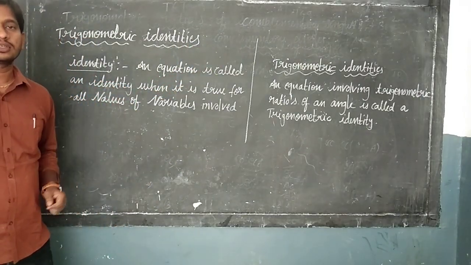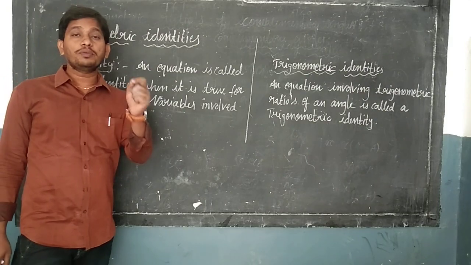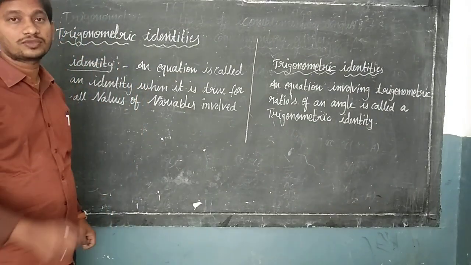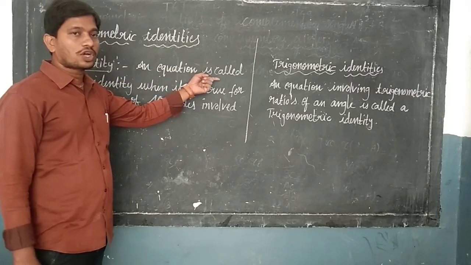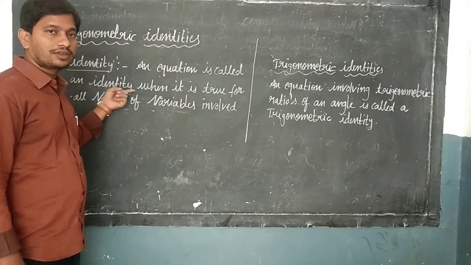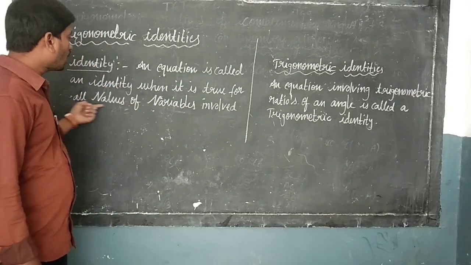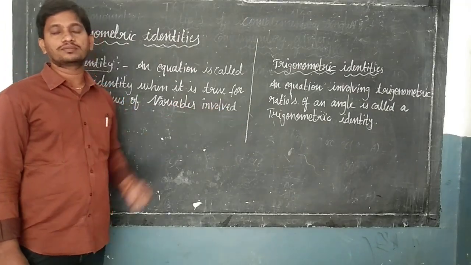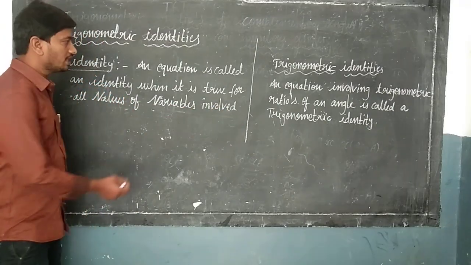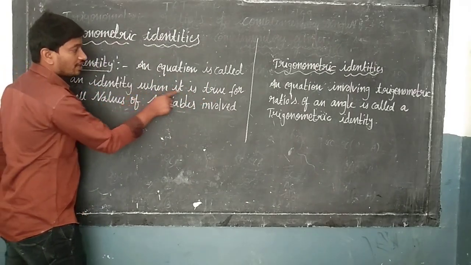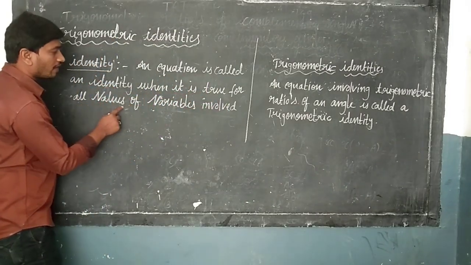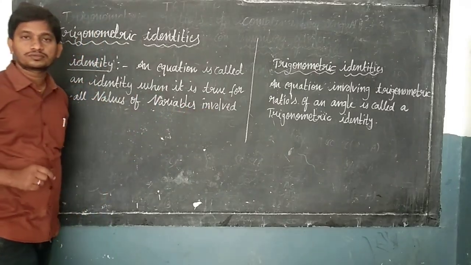Trigonometric identities. First of all, what do you mean by an identity? An equation is called an identity when it is true for all values of variables involved.